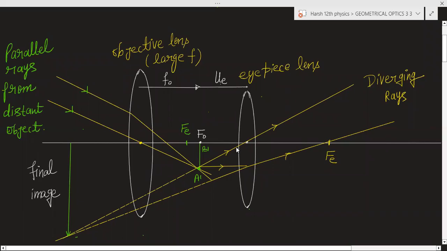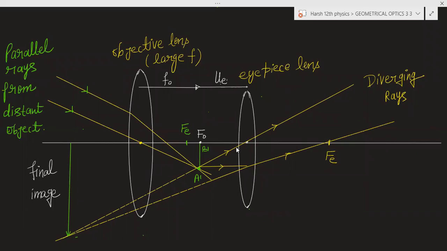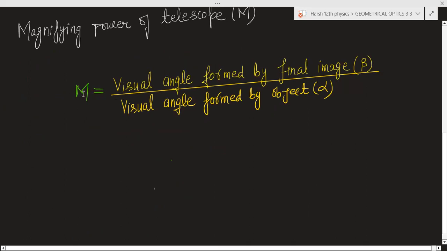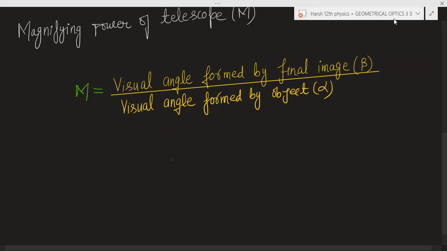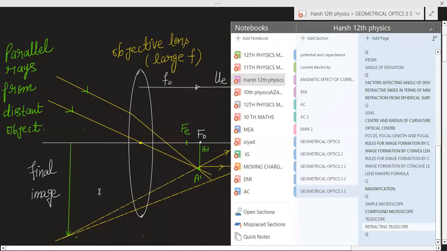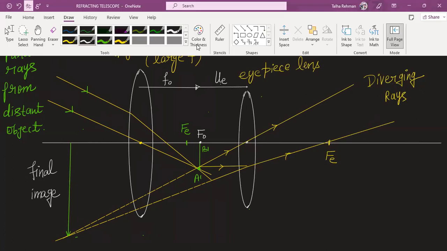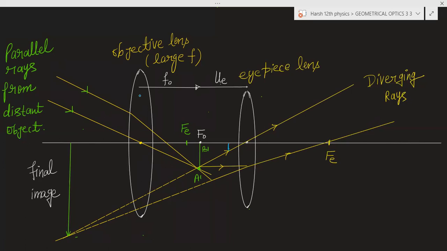After that we will calculate the magnifying power. Now we will calculate the magnifying power of the telescope. What is the magnifying power for the telescope? Magnifying power of the telescope is the visual angle formed by the final image, that is beta, divided by the visual angle formed by the object, alpha. So the visual angle formed by the final image, this is the final image, and this angle will be beta.